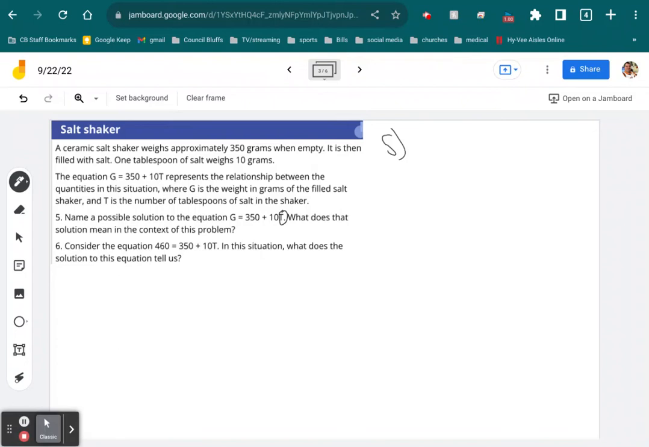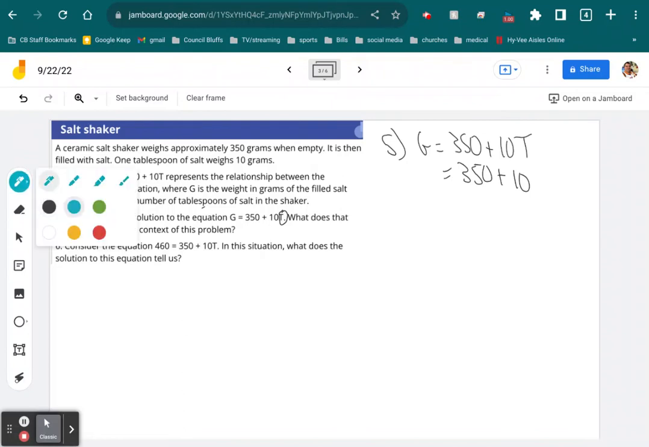So I'm just going to pick a random number. Does it matter what number I pick? It does not. So I'm going to take the equation G equals 350 plus 10T, and I'm going to choose to plug in 5 for T. Is there any reason why I picked 5? No, I just literally picked a random number. You could pick any number you want. So I'm choosing 5.